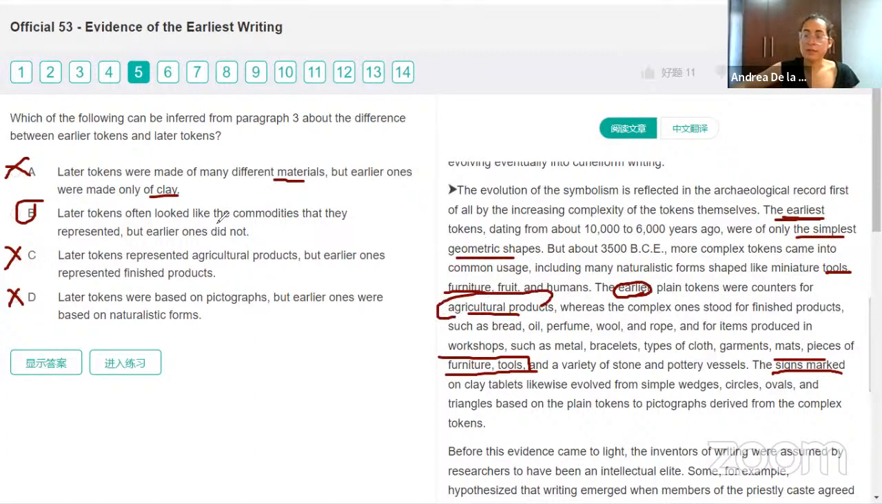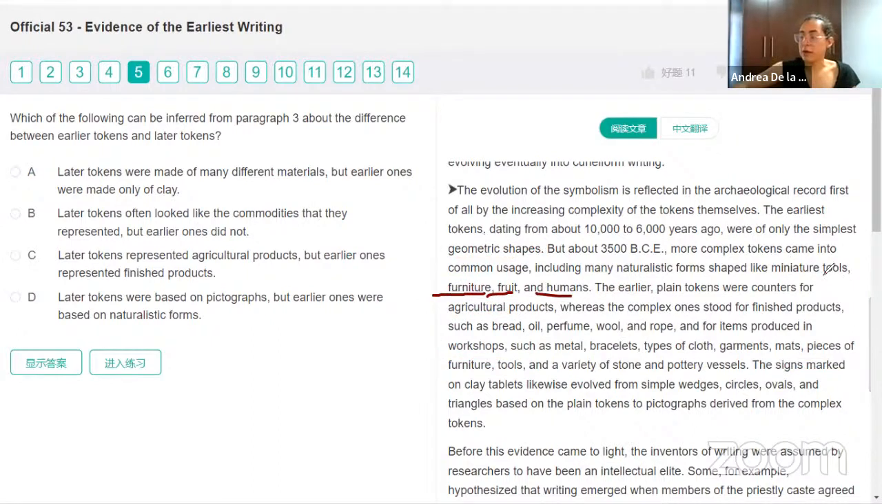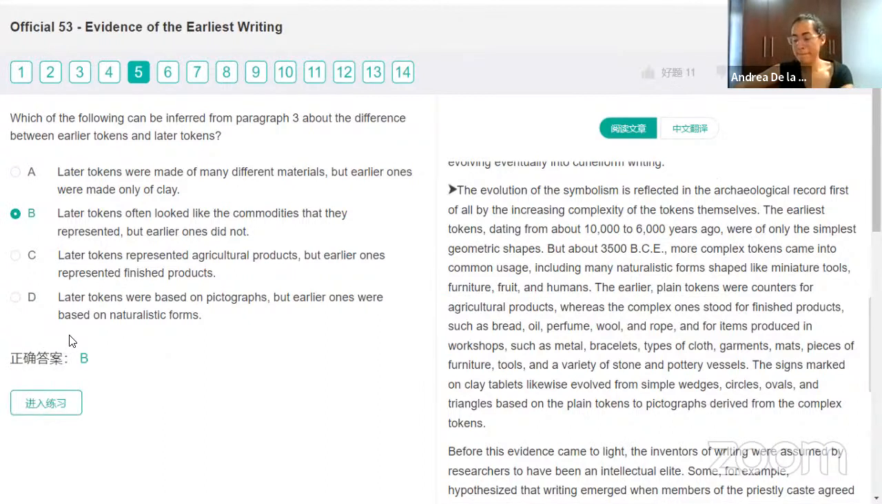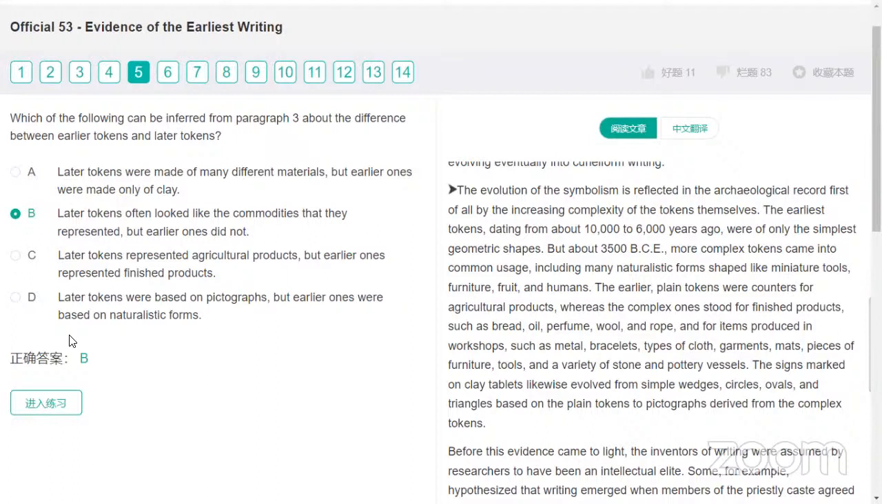Entonces podemos inferir que las primeras no estaban en la forma de lo que representaban, ¿no? Es decir, las primeras no estaban en la forma de productos agrícolas, sino de formas geométricas básicas. Pero las últimas representaban productos terminados y además estaban en la forma de productos terminados, como frutas, muebles, humanos, herramientas. Entonces, option B sería lo correcto. ¿Entiende? Entonces, aquí hay que ir eliminando opciones de las que no se tiene evidencia para probar.